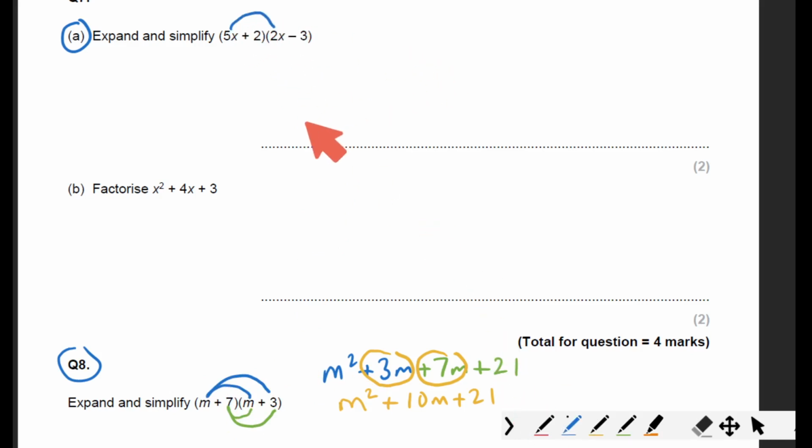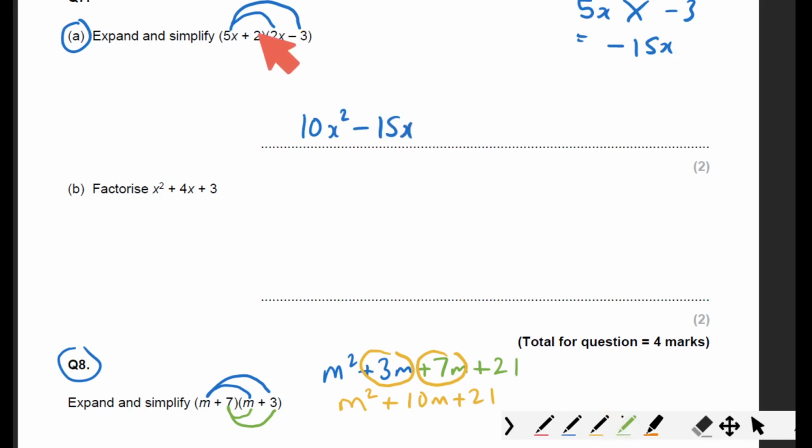5x times 2x. It's not 7x. It's actually 10x squared because we're timesing. Careful with this one now. 5x times negative 3. When you multiply, here negative wins, so you've got negative 15x. I'm going to put negative 15x here. Next, it's all positive numbers here. 2x times 2x is just 4x.